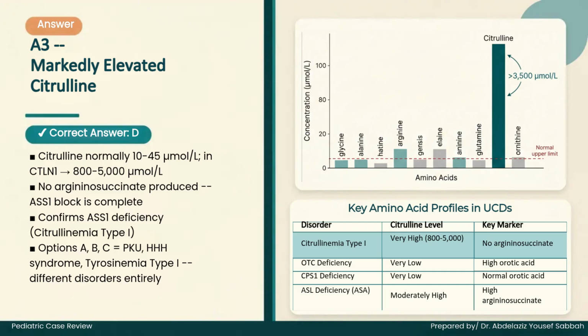Citrulline is normally only 10 to 45 micromoles per liter. In citrullinemia type 1, it rises to between 800 and 5,000 micromoles per liter. Because the argininosuccinate synthetase 1 block is complete, no argininosuccinate is produced, and this confirms the diagnosis. The other options describe entirely different disorders. Option A is phenylketonuria. Option B is hyperornithinemia, hyperammonemia, homocitrullinuria syndrome. Option C, with elevated methionine and succinyl acetone, is tyrosinemia type 1. Recognizing this specific citrulline pattern allows a rapid and definitive biochemical diagnosis.